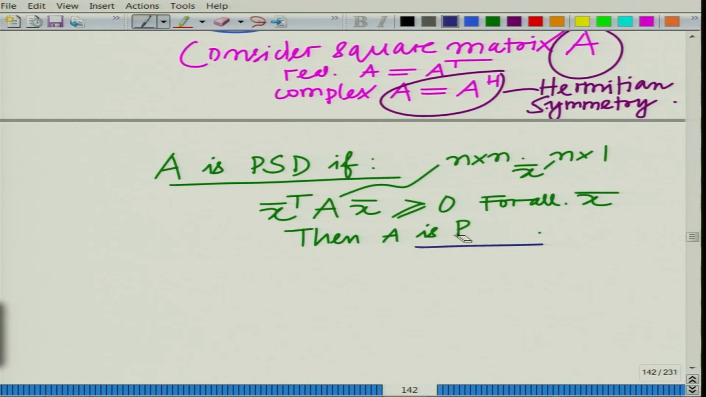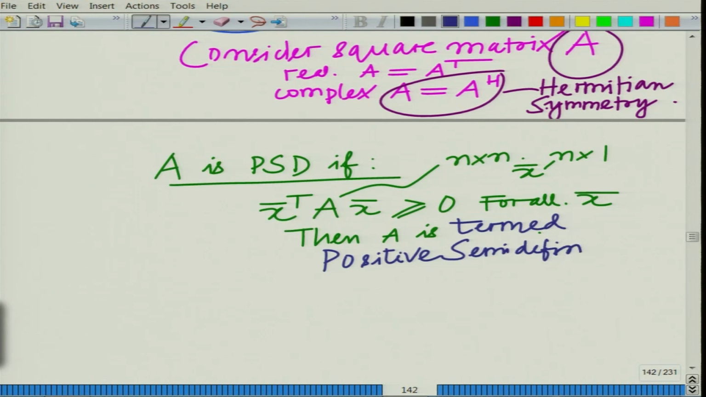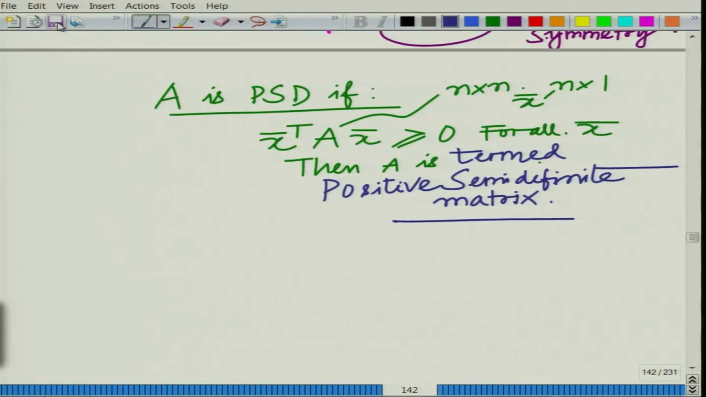A is termed a positive semi definite matrix.